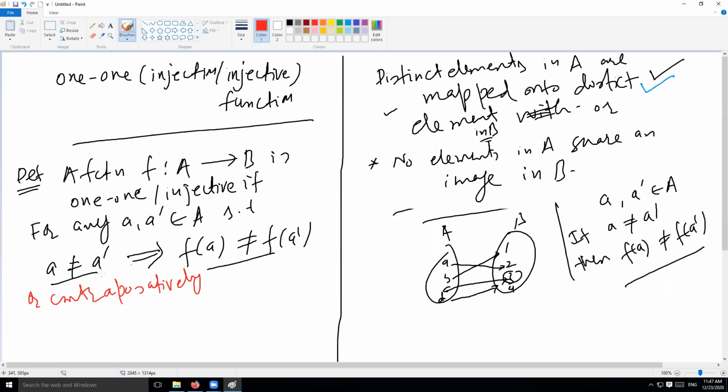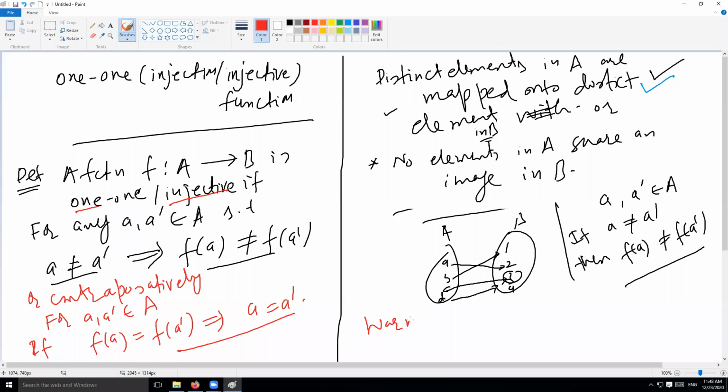So what would be the contrapositive? The contrapositive is going to be that for any A and A prime in A, if F of A is equal to F of A prime, then A must be equal to A prime actually. So if you can verify this condition for a function, okay? If you can verify this condition for a function, then your function is injective or 1, 1.